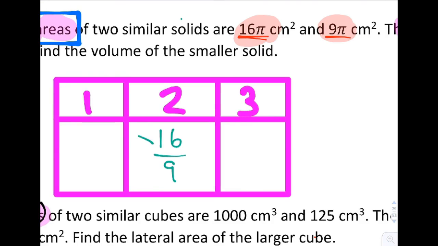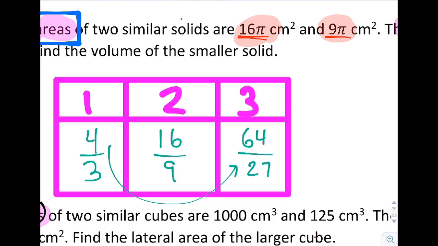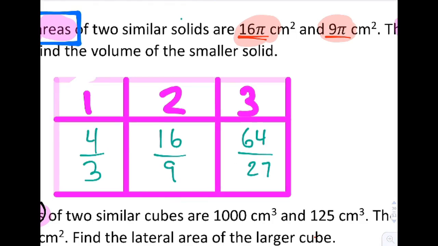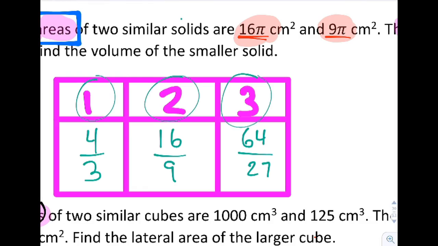So to take squared numbers and get them back to linear numbers, take the square root, so you have 4 and 3. Then you re-cube those numbers to get to the volume. You have 4 cubed is 64, 3 cubed is 27. So that is your 3 ratios: linear, area squared, volume cubed.